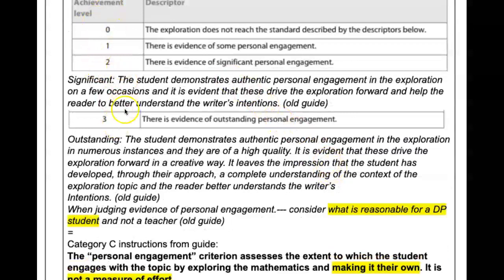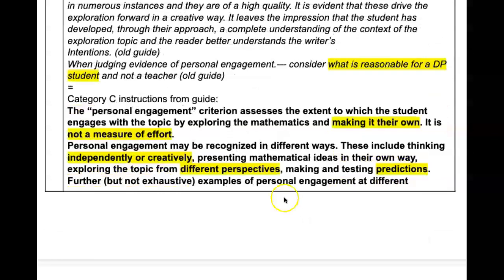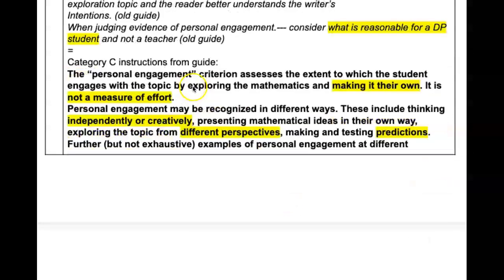First of all, there's 4 levels, 0 to 3. And there's some verbiage here, especially quotes from the old guide, which are not included in the new guide. I include them here because I thought they're kind of helpful. One instruction they give teachers is that you should be judging personal engagement from the perspective of a teenage student and not based on what an adult or teacher can do.